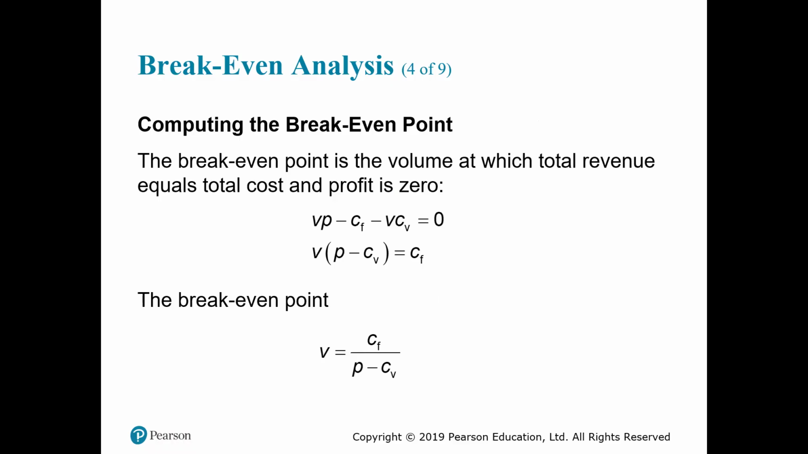So let's look at an example. You have a clothing company that wants to manufacture jeans. And this is what they have observed. They have observed that the fixed cost, CF, is $10,000. They have also observed the variable cost to be $8. And then the price is what?